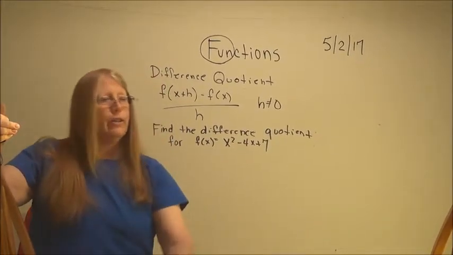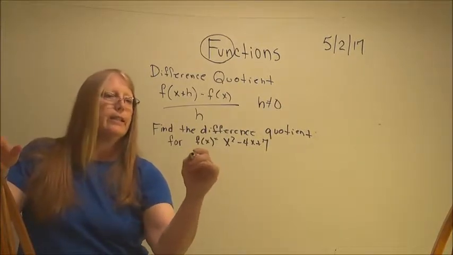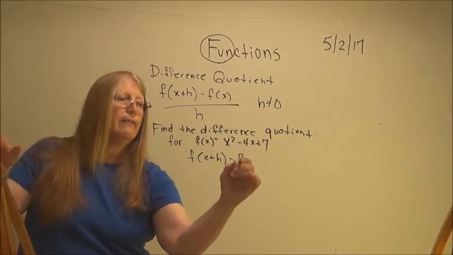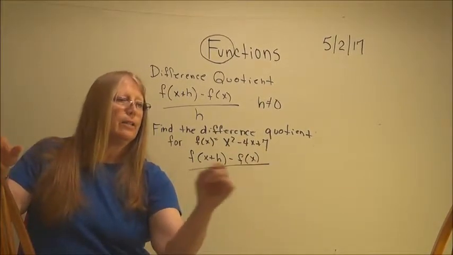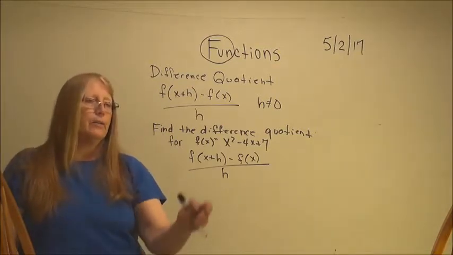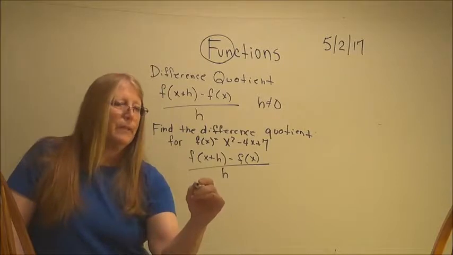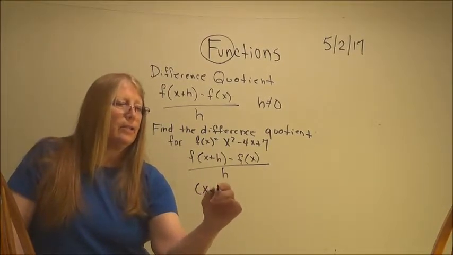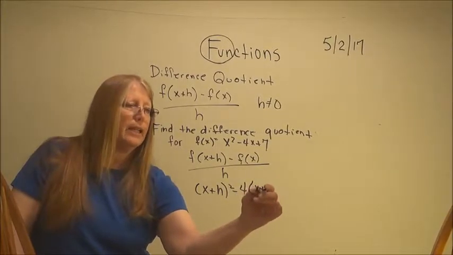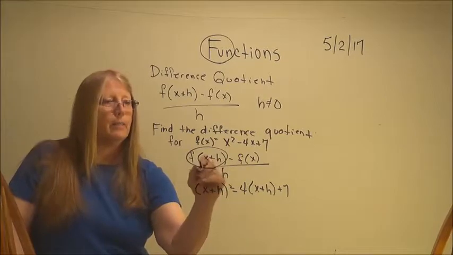Alright, now that you are all trained, we are going to do the difference quotient for this example. So we're going to do f of x plus h minus f of x divided by h. So we just obey this command. So we're going to put x plus h into this function. What will it spit out? X plus h quantity squared minus 4 times x plus h plus 7. So I have just completed this part.